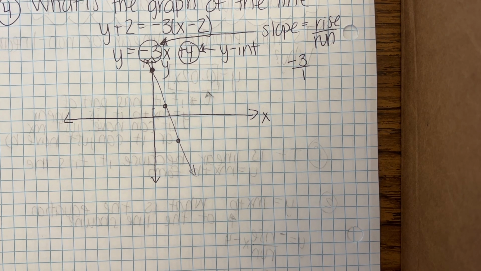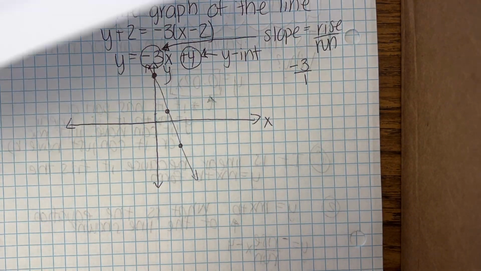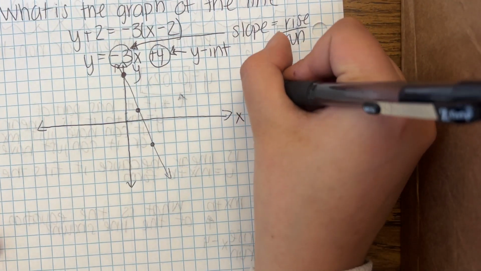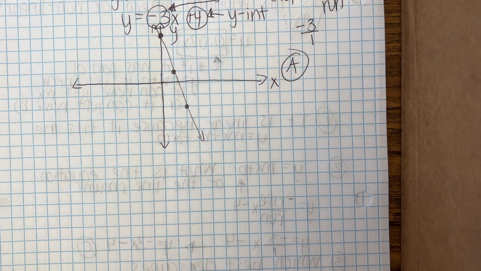Okay? So which of these looks similar to our graph that we drew? A, right? A. So we would put A. Okay, almost there, guys.